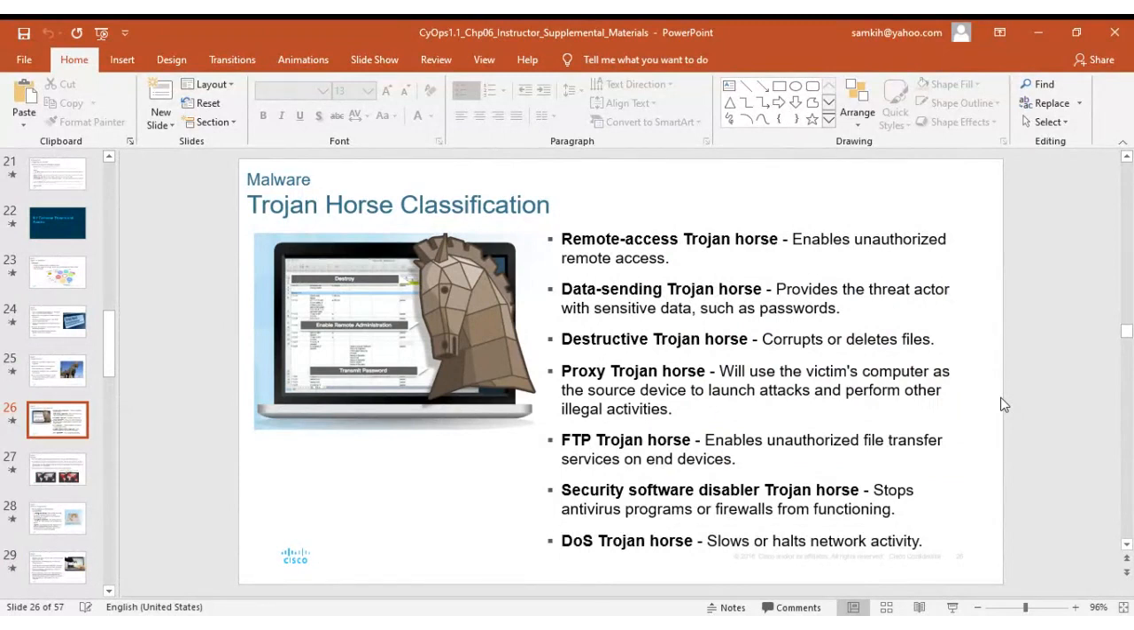We have proxy Trojans, which will use the victim computer as a source device to launch attacks and perform other illegal activities. So especially for you guys who download software from some of these sites, when you download those software, they act as a proxy, whereby they now launch attacks on other systems.